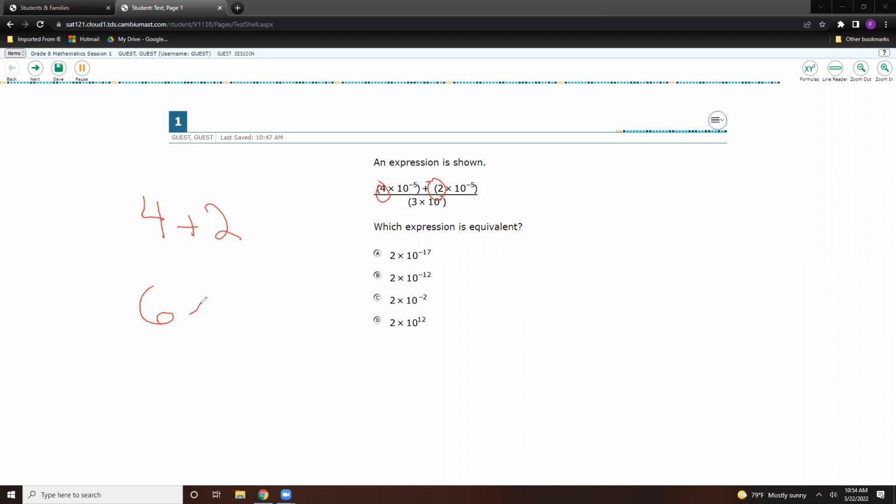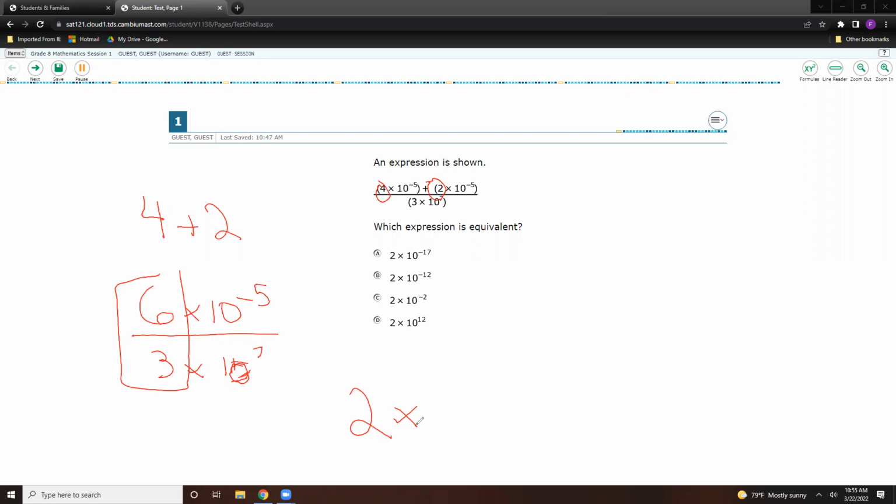The last term is times 10 to the negative 5, over 3 times 10 to the 7. Sorry for my blurry screen. So 6 divided by 3 is 2, which is the format that we have. And then we have 10 to the negative 5 divided by 10 to the negative 7.